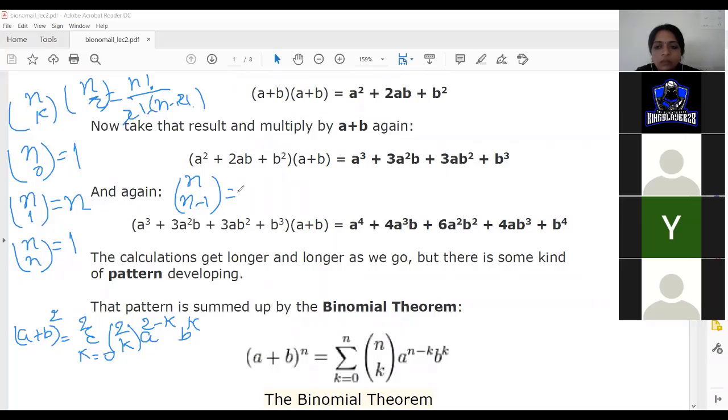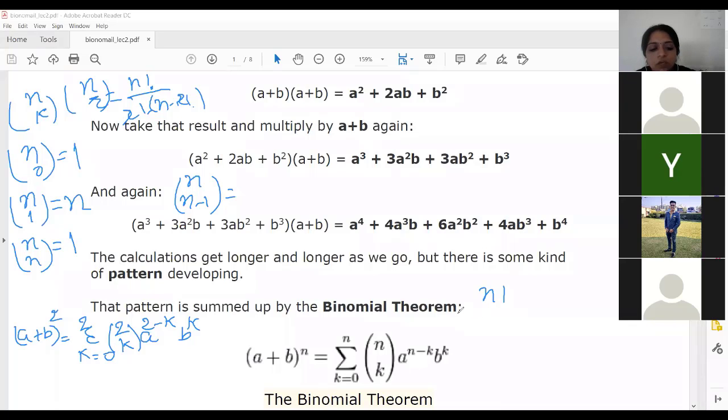Anyone? What about nC(n minus 1)? Harshal? Ma'am, can I try? Yeah, sure. n factorial upon n minus 1 factorial into n minus (n minus 1) factorial. That will be 1. It will be n, ma'am. It's n, only n. Yes, the answer is only n. Very good, n.